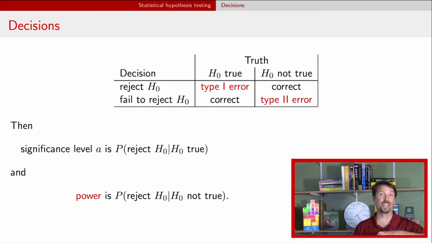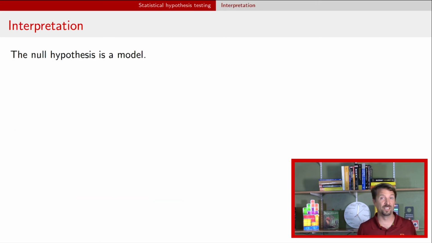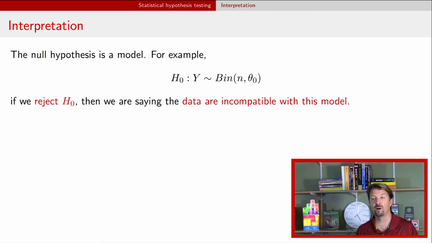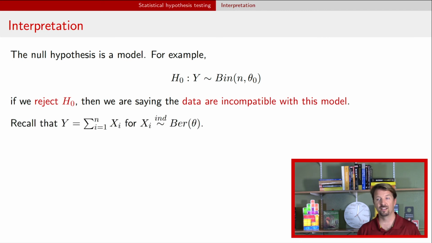All right, so great. So we can make a decision, but what does that decision really mean? I want to remind you that the null hypothesis is really a model. This model, in the example we've been looking at, is a binomial model with a particular value for the probability of success that's equal to theta naught. And if we reject that null, then we are saying our data are incompatible with this model. As a reminder, a binomial model you can think of as having underlying this binomial model a set of Bernoulli random variables. These Bernoulli random variables are assumed to be independent and have a common probability of success theta.